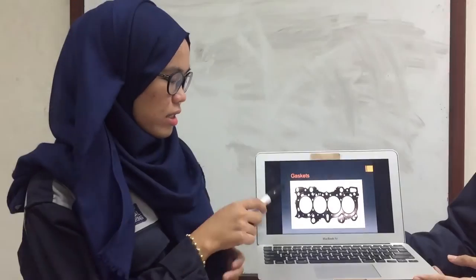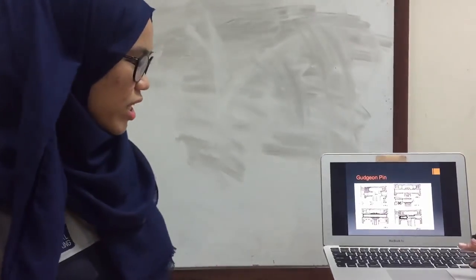This is the injector, which is used to inject the fuel in spray form. Next is the gasket. The gasket is used to seal the cylinder head and the cylinder so no pressure is allowed to escape. A gudgeon pin, also known as piston pin, connects the piston to the connecting rod. And last but not least, engine bearing. There are two types of engine bearing, sliding bearing and rolling bearing. It is used to support the moving parts.